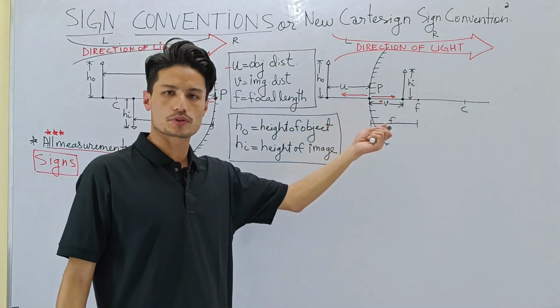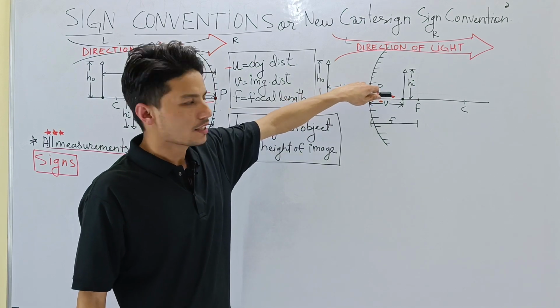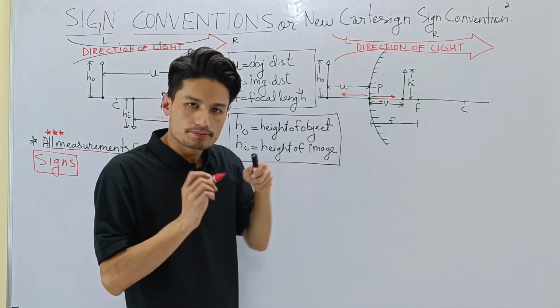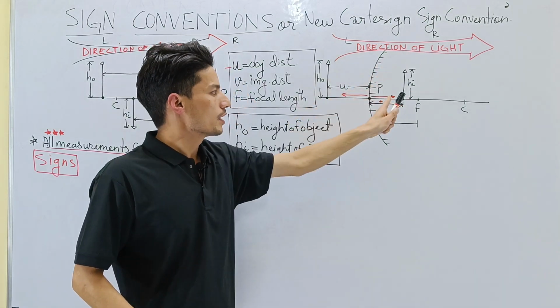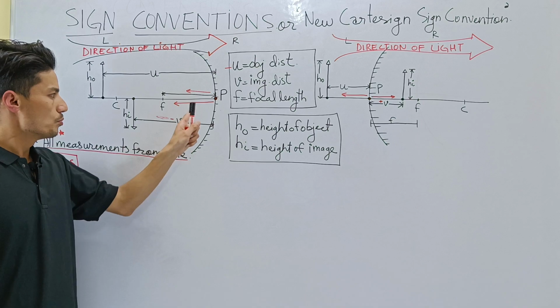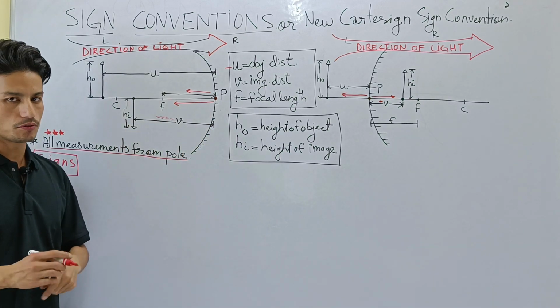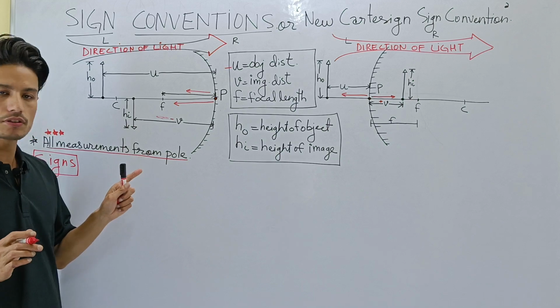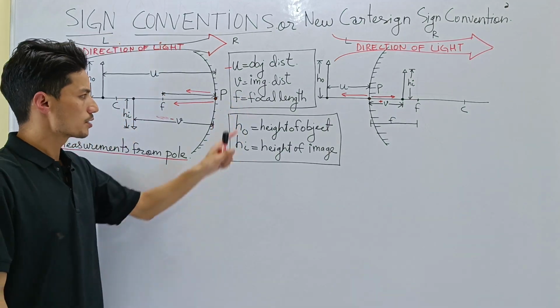When do you get positive? You will get positive when the direction of your movement and the direction of light are the same. So when you move along the direction of light, you will be getting a positive value. But when you move opposite to the direction of light, you will be getting a negative value. Are we clear on this note? All right, now let's move to the focus.